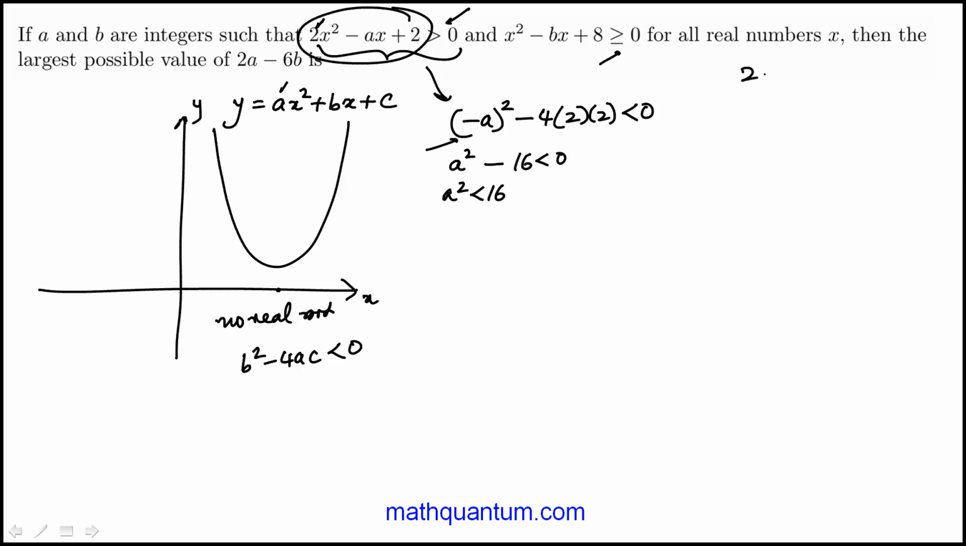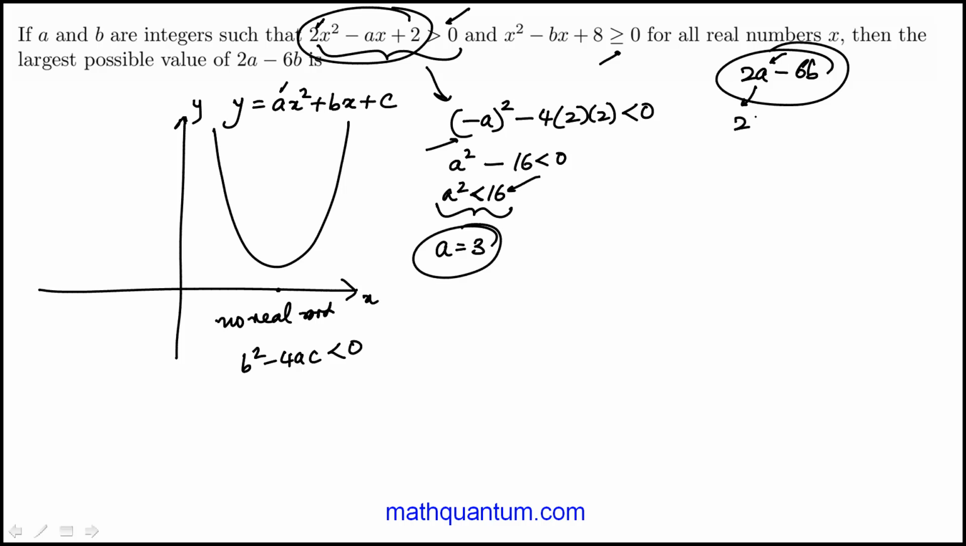Now note here, we need to maximize or come up with the largest possible value. So I want a to be positive and as large a magnitude as possible. And that would happen when a is 3. 4 won't work because it needs to be less than. So a needs to be 3.